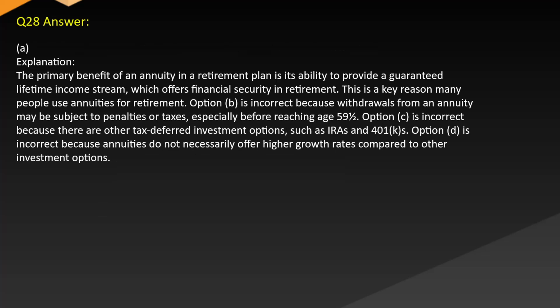Answer A. Explanation. The primary benefit of an annuity in a retirement plan is its ability to provide a guaranteed lifetime income stream, which offers financial security in retirement. This is a key reason many people use annuities for retirement. Option B is incorrect because withdrawals from an annuity may be subject to penalties or taxes, especially before reaching age 59½. Option C is incorrect because there are other tax-deferred investment options, such as IRAs and 401(k)s. Option D is incorrect because annuities do not necessarily offer higher growth rates compared to other investment options.